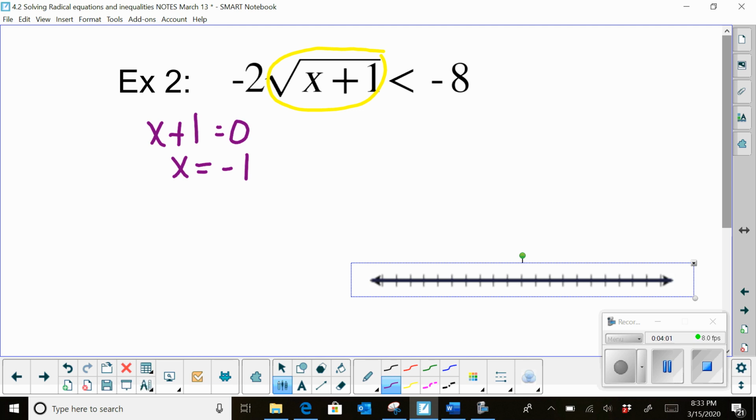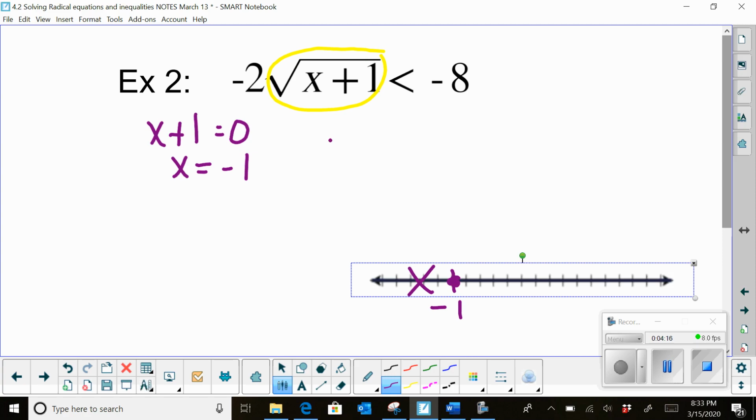So again, we know x can't be anything less than -1 because that would give us a negative under the radical. So that's going to be a closed circle because it could equal -1. That's okay, but nothing less. So we don't even have to consider that part of the number line.